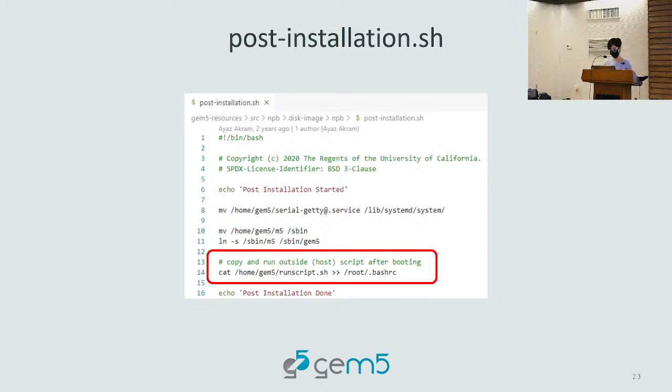The last line is the important one, which actually puts the main run script that allows us to run our workload during the simulation, basically copies the entire thing that we put into the run script at the end of the bashrc. And we saw that at the end of the boot, bashrc is executed. So it means that automatically our program is going to be executed as a part of bashrc.